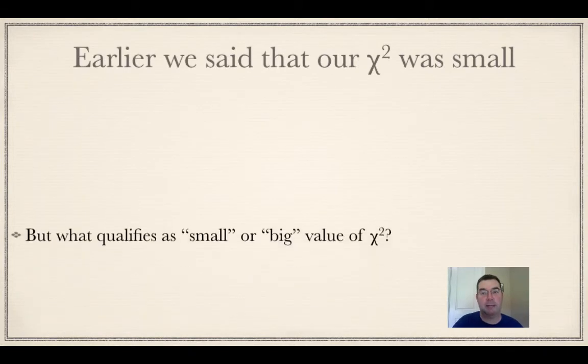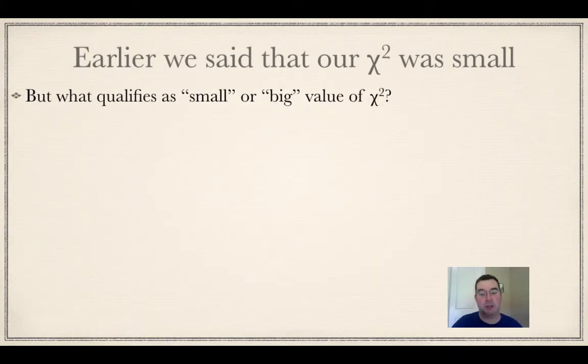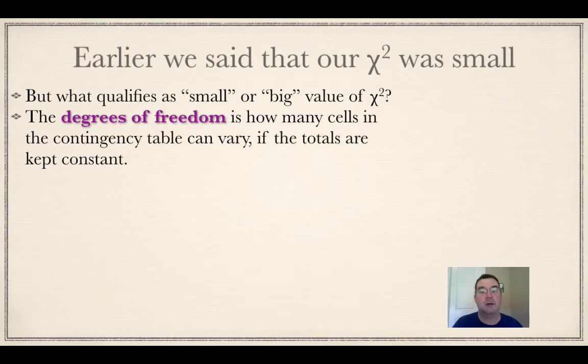Earlier, I said that our chi-squared was small. So what does it mean for a chi-squared to be small as opposed to big? Well, I need to look at two things to determine whether the chi-squared is small or big. I need to look at the degrees of freedom of my data.